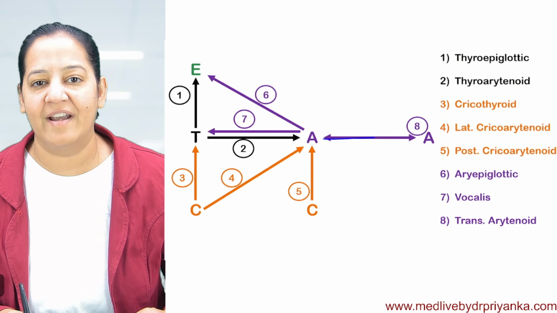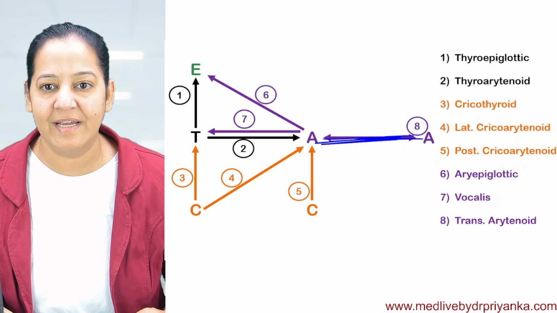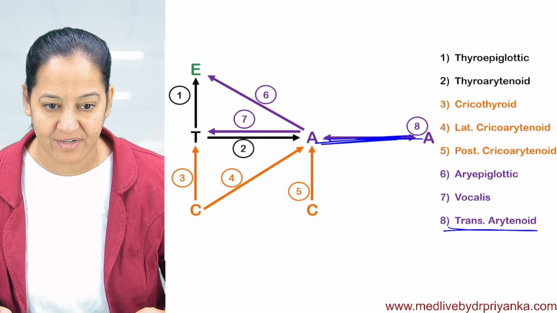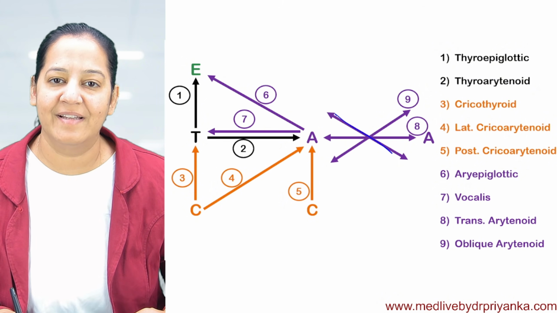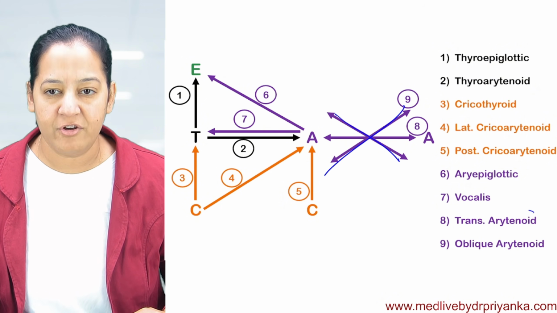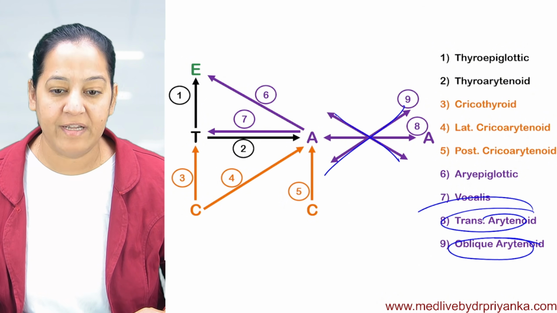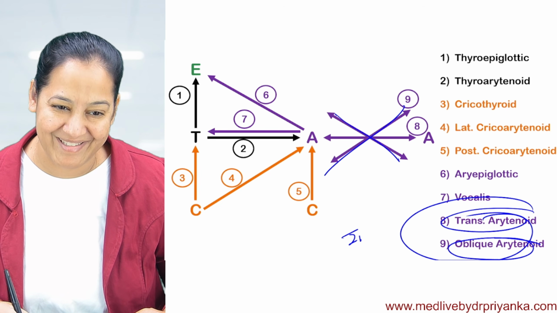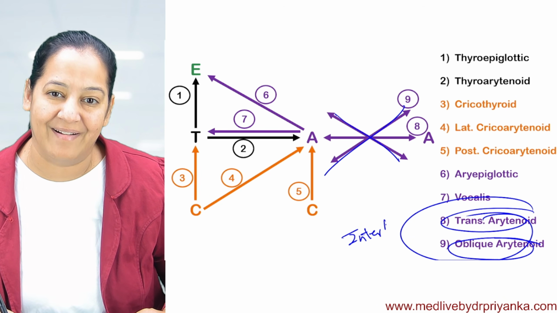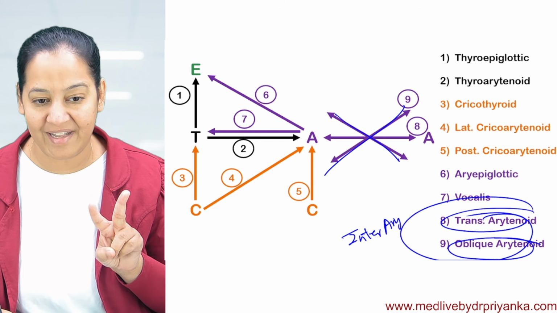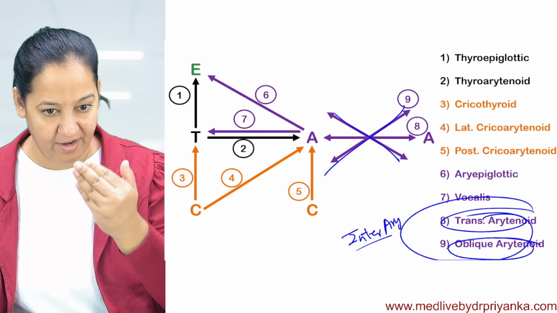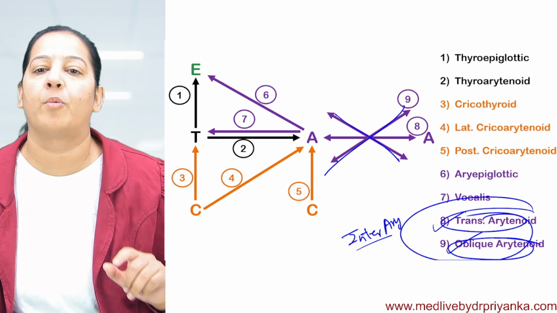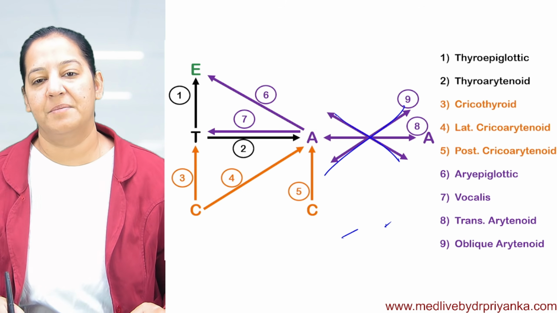The first connects the arytenoids like this. It is known as transverse arytenoid. The second connects the arytenoids like this. It is known as oblique arytenoid. The transverse arytenoid and oblique arytenoid are together known as interarytenoid because they are connecting the 2 arytenoids with each other. Sometimes it can be considered as one muscle, but actually they are 2 different muscles, transverse arytenoid and oblique arytenoid. So these are the total 9 muscles in front of you.